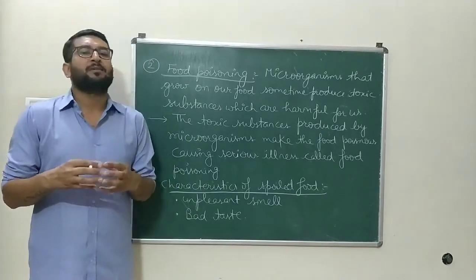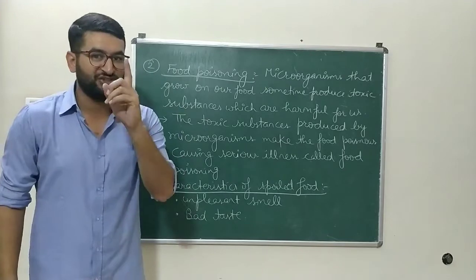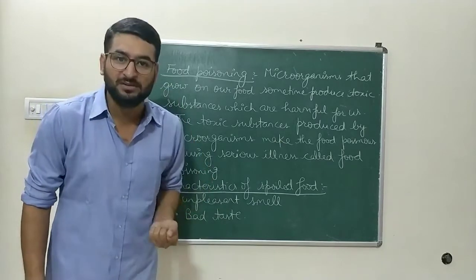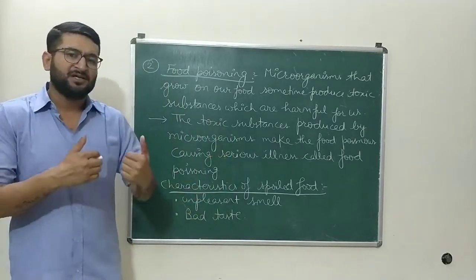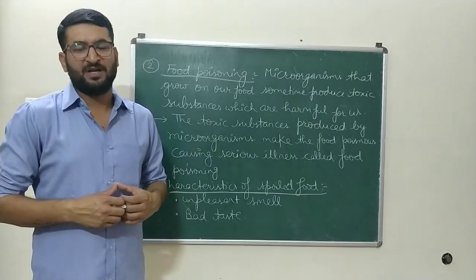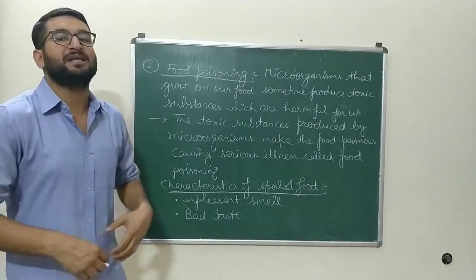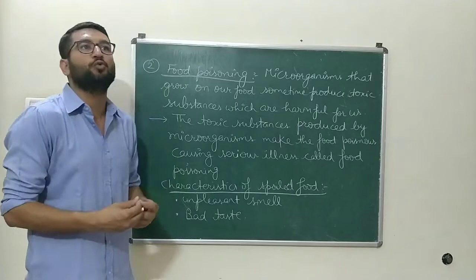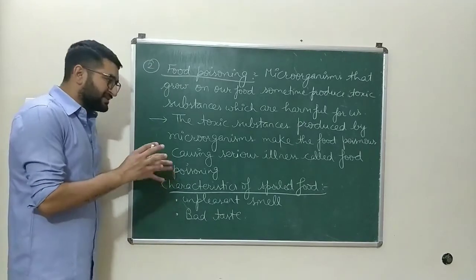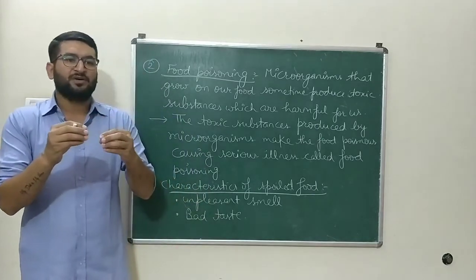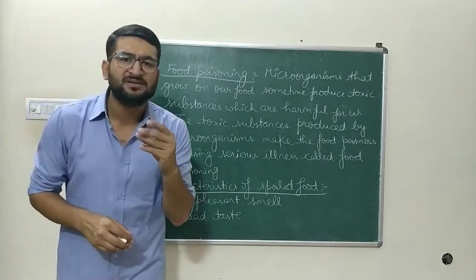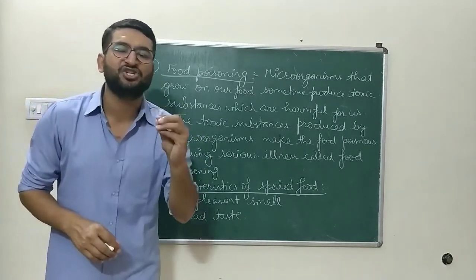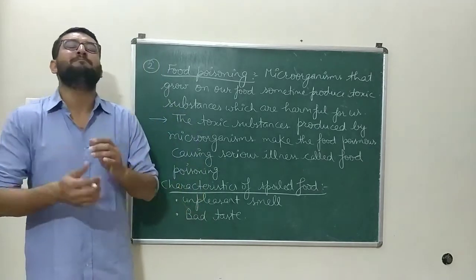What happens, children? Microorganisms, especially bacteria and fungi, grow on food, on cooked food items which contain fats and oils, and that results in the serious illness known as food poisoning. If we eat that poisonous food, toxic substances will enter our body, and we will suffer from a disease known as food poisoning. Characteristics of spoiled food: it has an unpleasant smell. It gives a very unpleasant odor, a pungent smell, and it has a very bad taste.